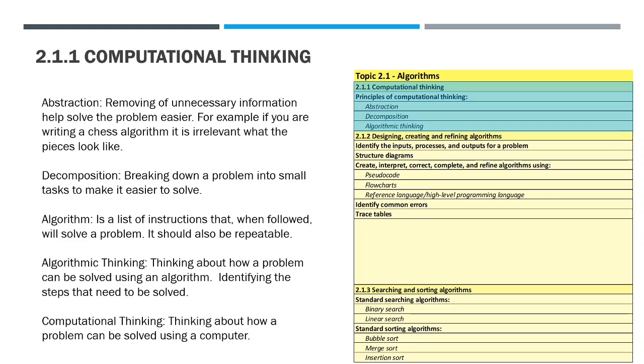The main ones they're going to ask you in the exam are: what is abstraction, what is decomposition, and what is an algorithm. Algorithmic thinking is just thinking about how to make an algorithm, so you should be able to work that out, which is common sense, and the same with computational thinking.